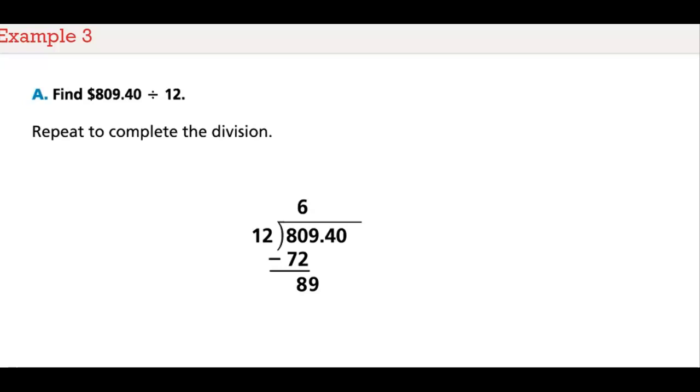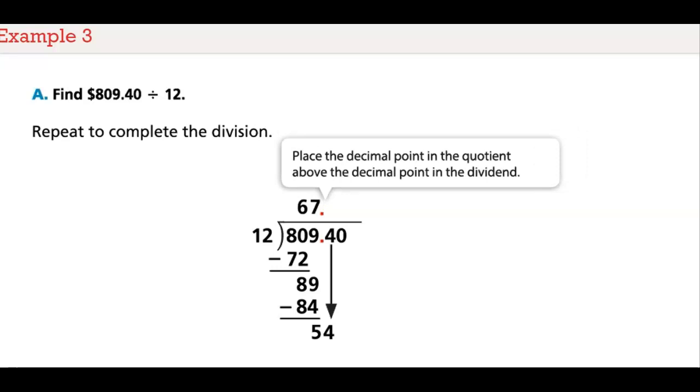The next digit of the quotient is 7. 7 times 12 equals 84. Subtract, and then bring down the digit 4 from the dividend. Place the decimal point in the quotient above the decimal point in the dividend.